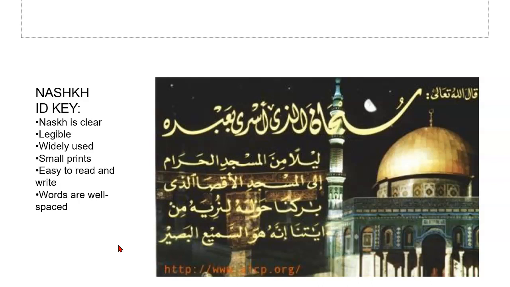And Naskh, we talked about, there's an extra H in here, but ID key. Naskh is clear, legible, widely used, small prints, easy to read and write, words are well spaced. Okay, that's the other one I wanted to talk about.